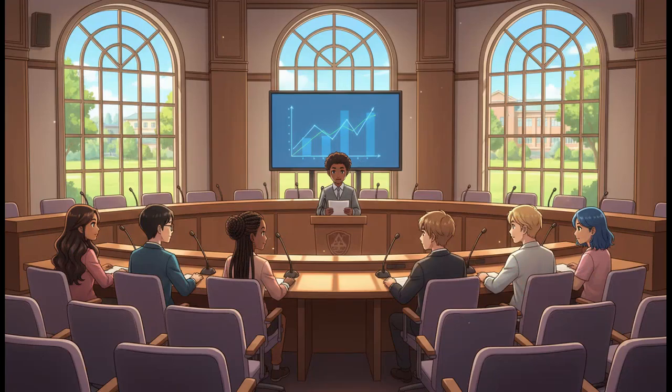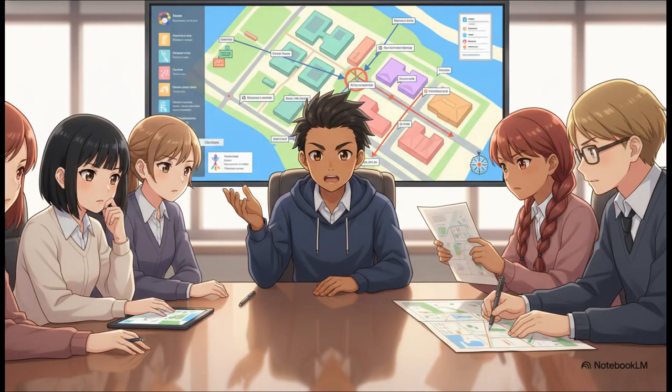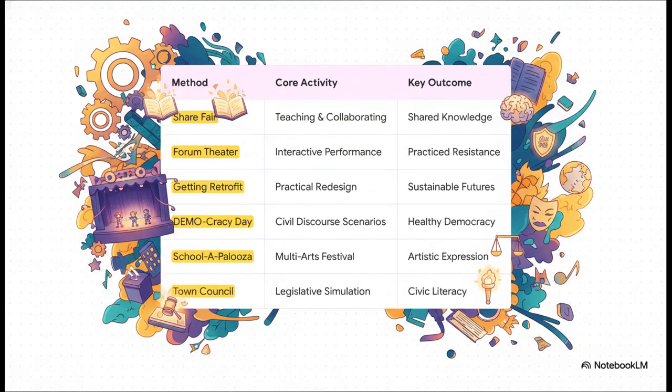And finally, our sixth method brings the actual structures of civic life directly into the school. This is the Town Council. And this is exactly what it sounds like, a hands-on simulation of a local legislative body. You have a student-run council that meets regularly to deliberate on real school or community issues. They hold mock referendums, and they hear testimony. It's a direct way for students to practice the art of making big, communal decisions with both intelligence and real care.